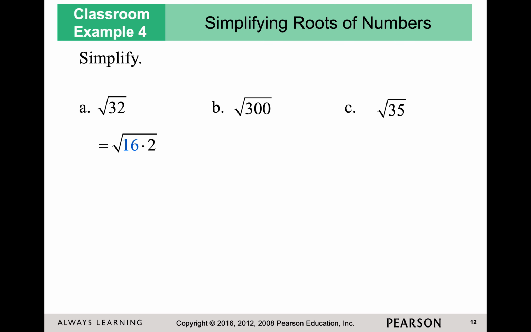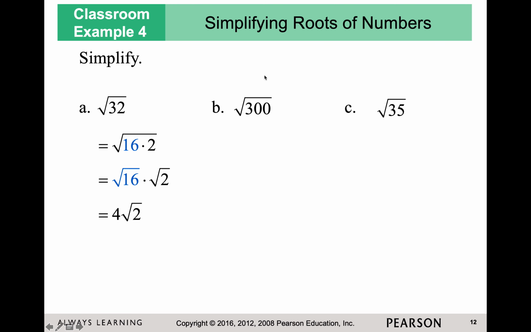Now, if you're not great with times tables, just take 32, divide it by 4, divide by 25, divide by 16 to figure out if it has a factor. The square root of 16 is 4, so this becomes 4 times the square root of 2, because I can break it up. Same thing with 300.